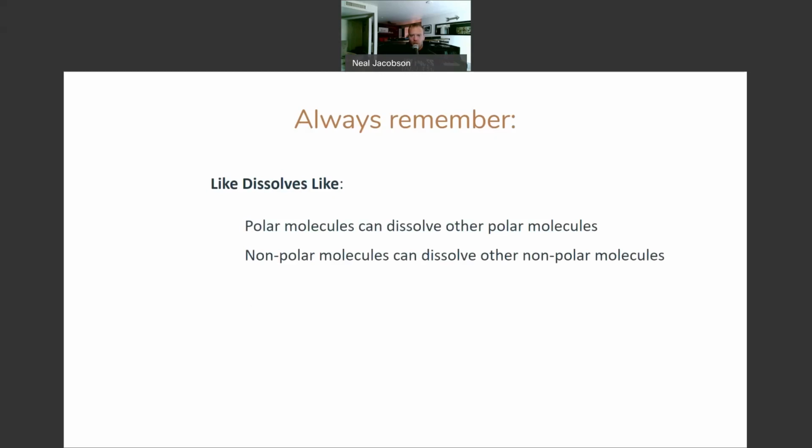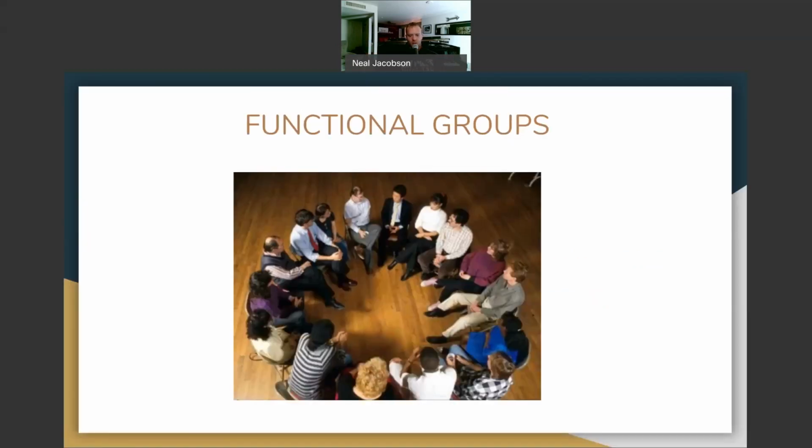Polar molecules can dissolve polars, nonpolar can dissolve other nonpolars, but polar cannot dissolve nonpolar, and that's an important thing to remember. And so that's why if you have a nonpolar fat molecule and you have a polar water molecule, you cannot dissolve them into each other. You take some oil, like a fat, and you take water and you dump them into the same container. They separate. They can't dissolve each other. So anyways, let's touch on functional groups.